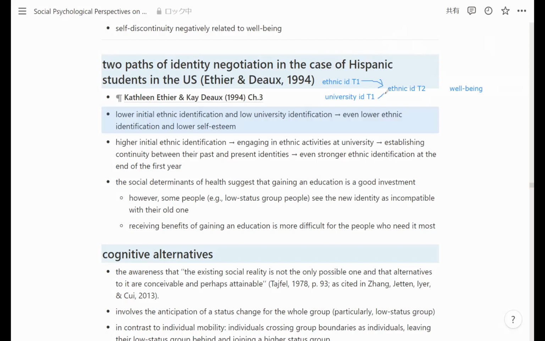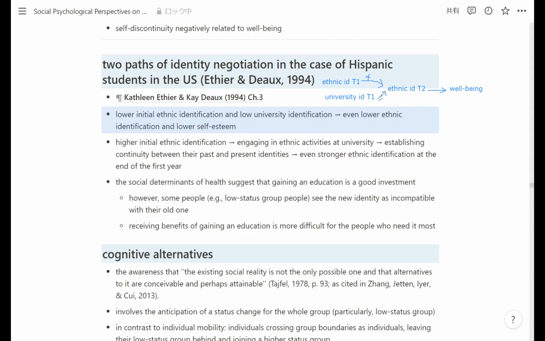So initial ethnic identification and the university identification at time 1 affect ethnic identification at time 2. And this ethnic identification at time 2 would affect well-being at maybe time 2 or time 3. So what these researchers found was that low ethnic identification at time 1 is positively related to ethnic identification at time 2, meaning that the lower ethnic identification group would have lower ethnic identification at time 2.